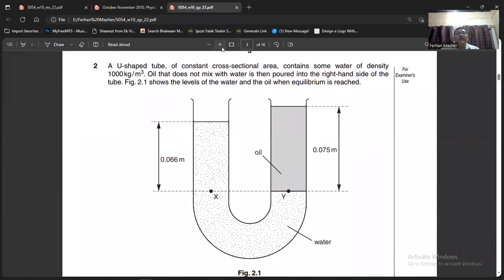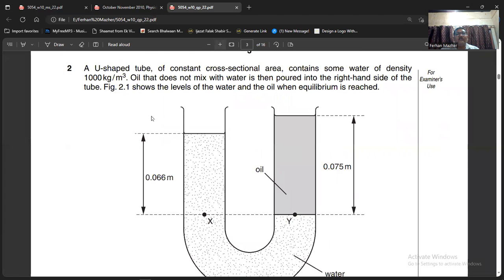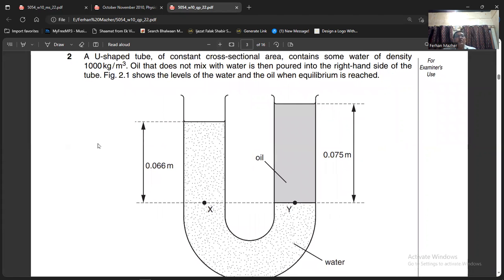Okay, so we are on the next question, and the next question is question number 2. A U-shaped tube of constant cross-sectional area contains some water of density 1000 kg per meter cube. Oil that does not mix with water is then poured into the right-hand side of the tube. Figure 2.1 shows the level of the water and the oil when equilibrium is reached.